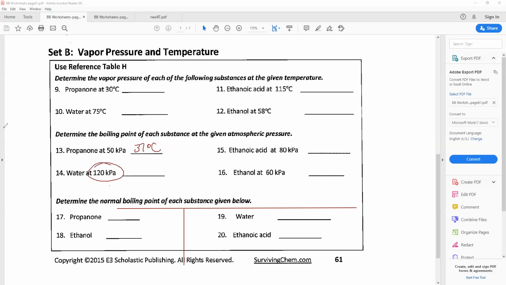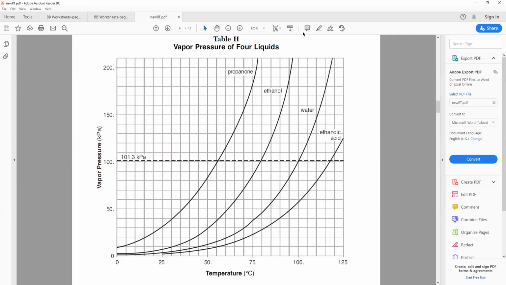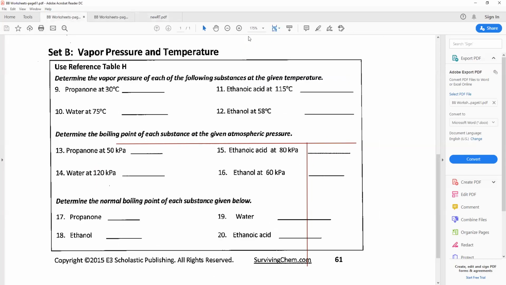How about water at 120 kPa? 110, 120. Let's go across. Let's find water. Water is over here. Let's go down. You have to be careful that the temperature goes up by 5. So it's 105 degrees Celsius. Let's go to number 15, ethanoic acid at 80 kPa.